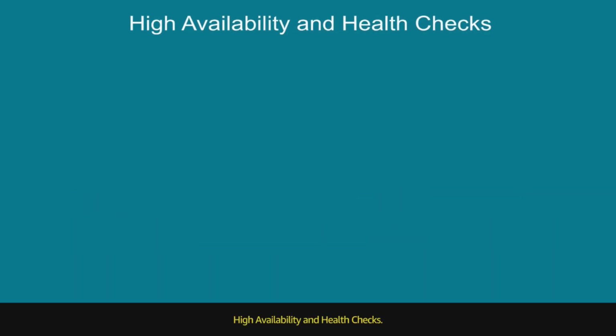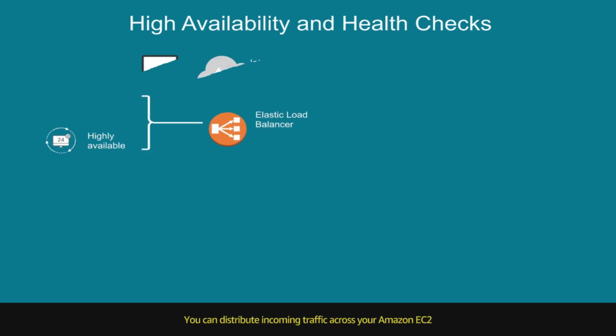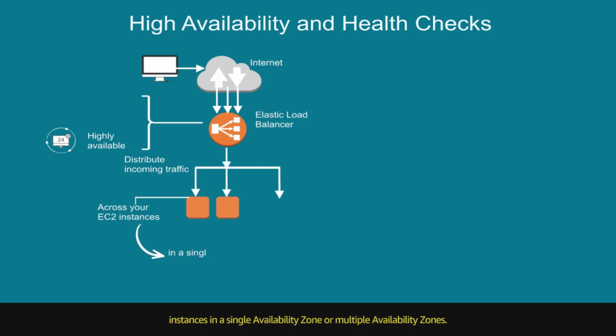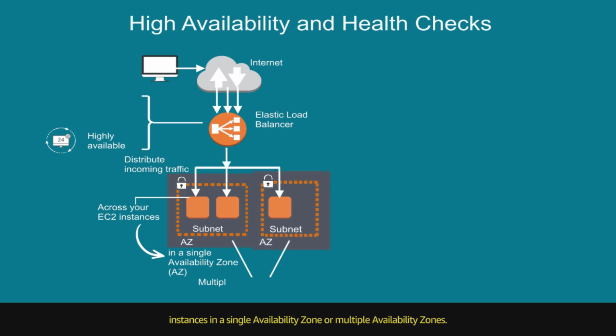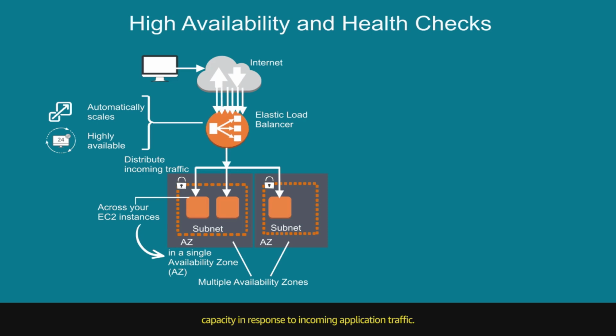High availability and health checks. An elastic load balancer is highly available. You can distribute incoming traffic across your Amazon EC2 instances in a single availability zone or multiple availability zones. An elastic load balancer automatically scales its request handling capacity in response to incoming application traffic. To ensure that your targets are available and healthy, Elastic Load Balancer runs health checks on targets.